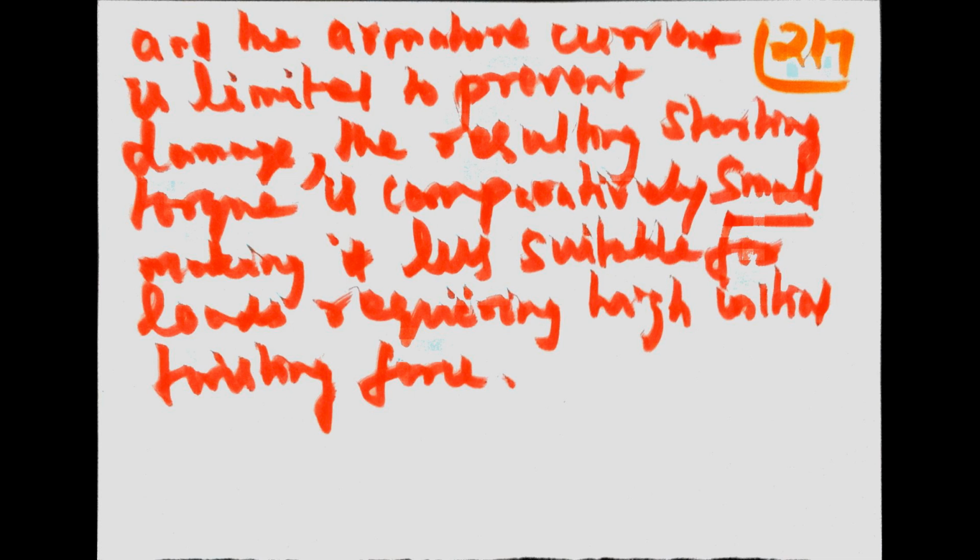The flux is constant from the start, and the armature current is limited to prevent damage. The resulting starting torque is comparatively small, making it less suitable for loads requiring high initial twisting force.